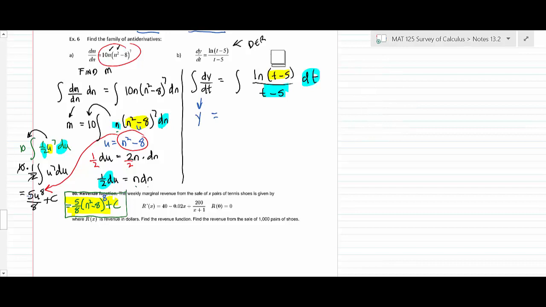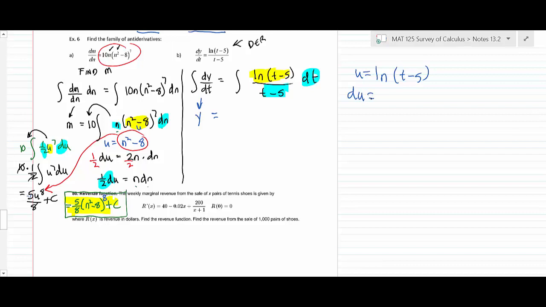The best way to do this is to do this. Let u be equal to ln of t minus 5. The whole thing, the whole entire thing, like that. Okay, and let's see what happens now. Now, what do you want du to be equal to? What I highlighted in blue, right?